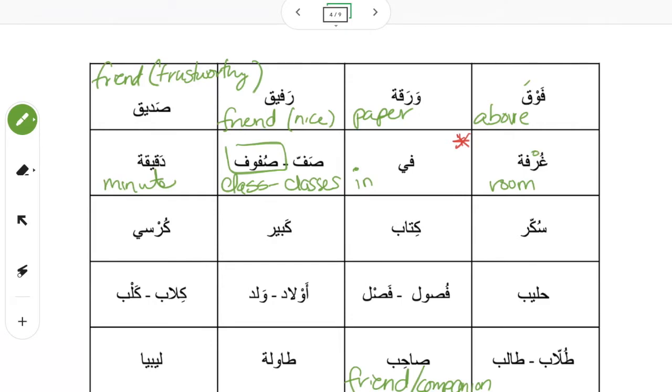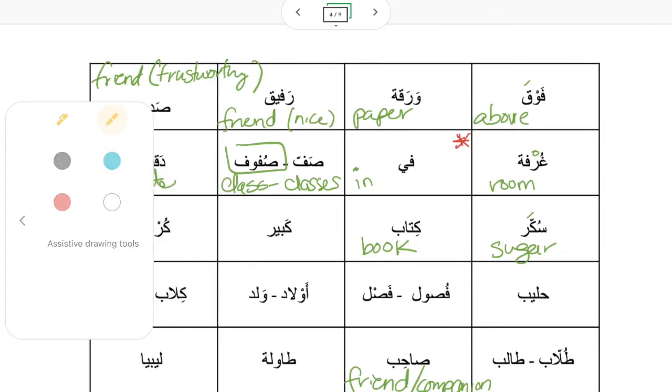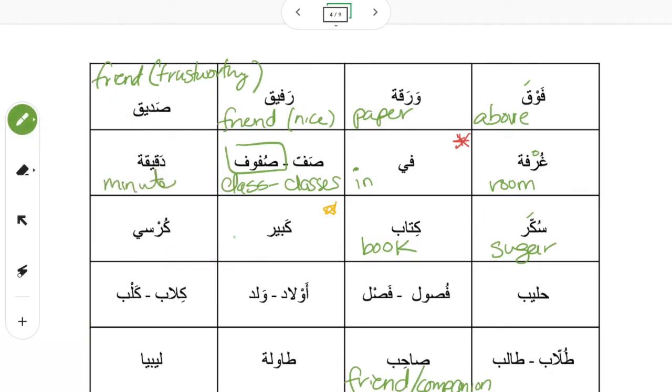Remember, in dialect, it's da'i'a, but we're pronouncing it daqiqa. You're pronouncing the actual qaf. سكر, sugar. Kitab, book. And any of these, you can add alif lam if you want to make it the book, the sugar, and so on. Kabir is another example of an adjective. Big. Kursi, chair. Halib, milk.